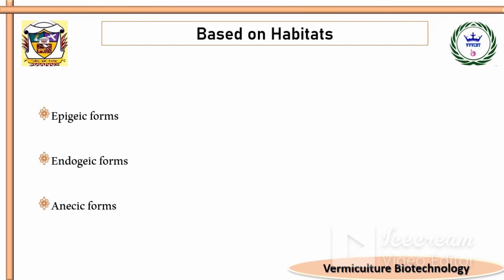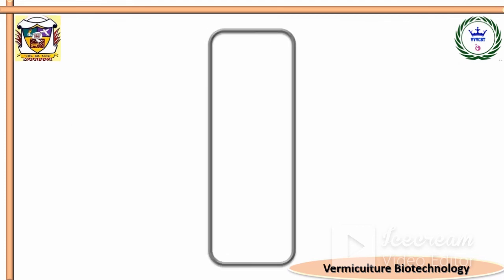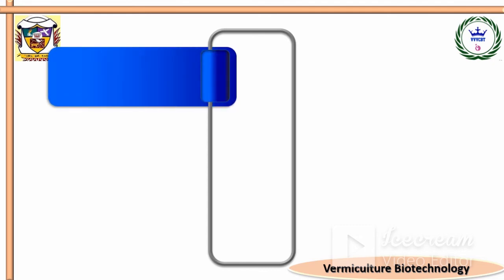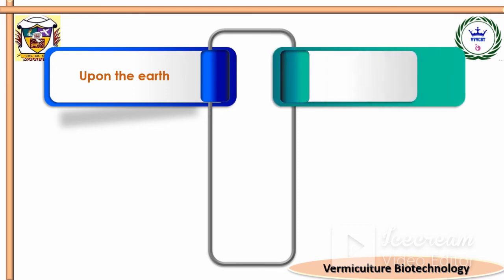Let's see about these three types of earthworms. First, epigeic form or litter dwellers. Epigeic is a Greek word meaning upon the earth. From this meaning, these worms live upon the surface of the earth, that is, in decayed organic matter, not inside the soil. They do not have burrows.